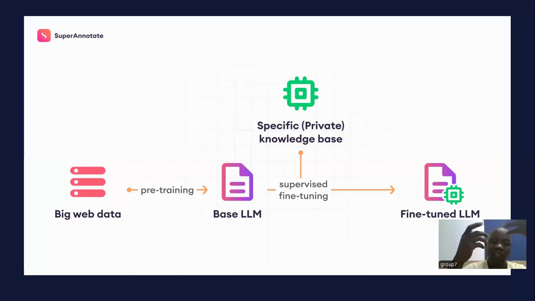Patterns, facts, and the different reasoning abilities. Then you move to step 2. That is the base large language model. After pre-training, which is done on the big web data, we get the base LLM. That is the general purpose language model. This model can generate text and answer general questions.